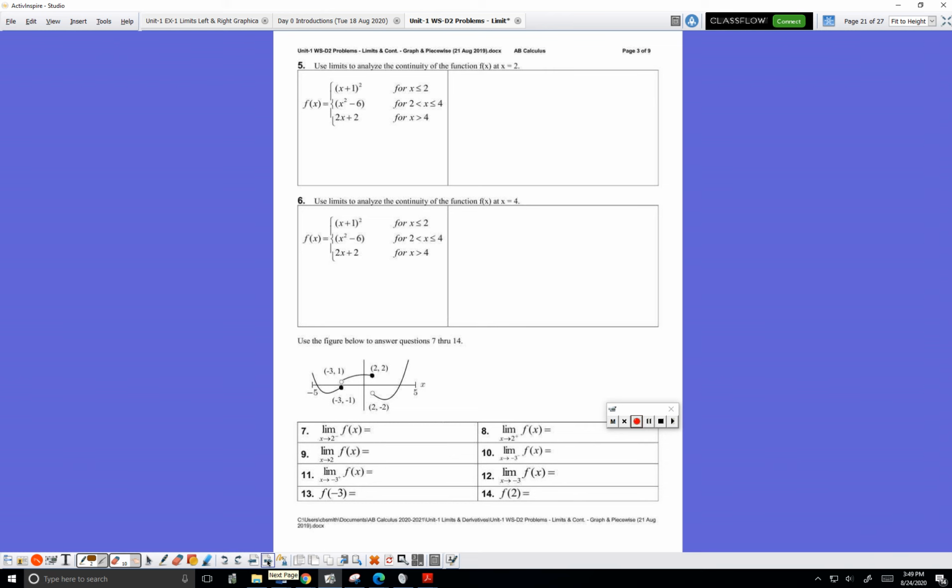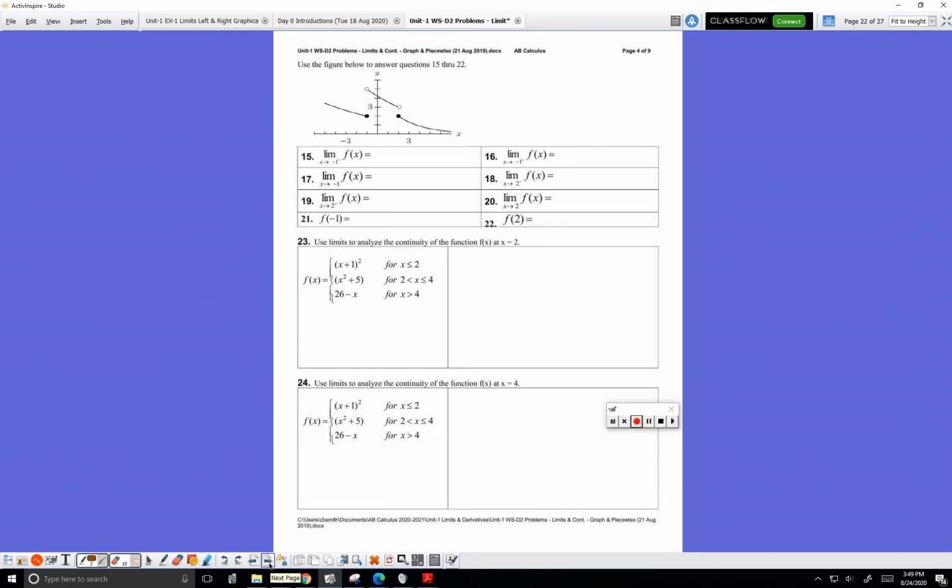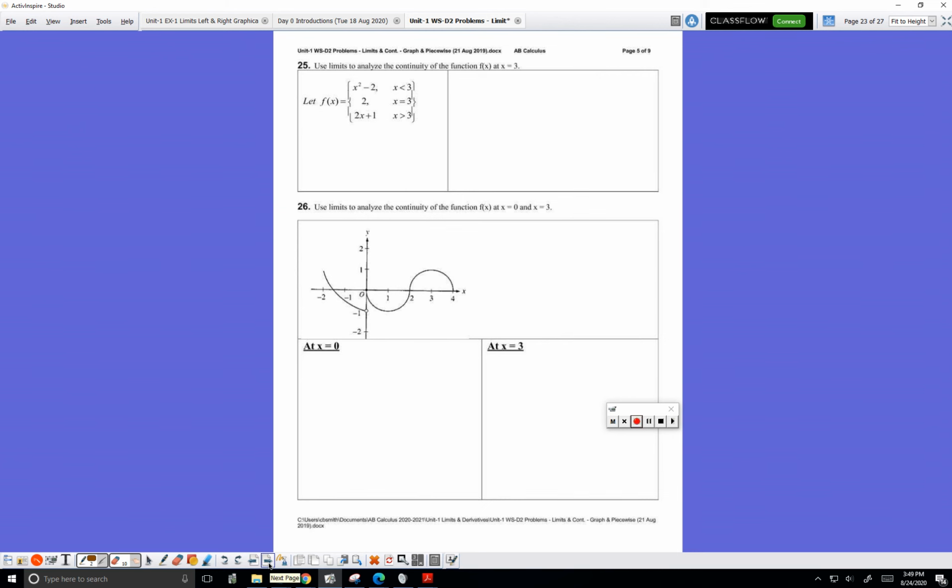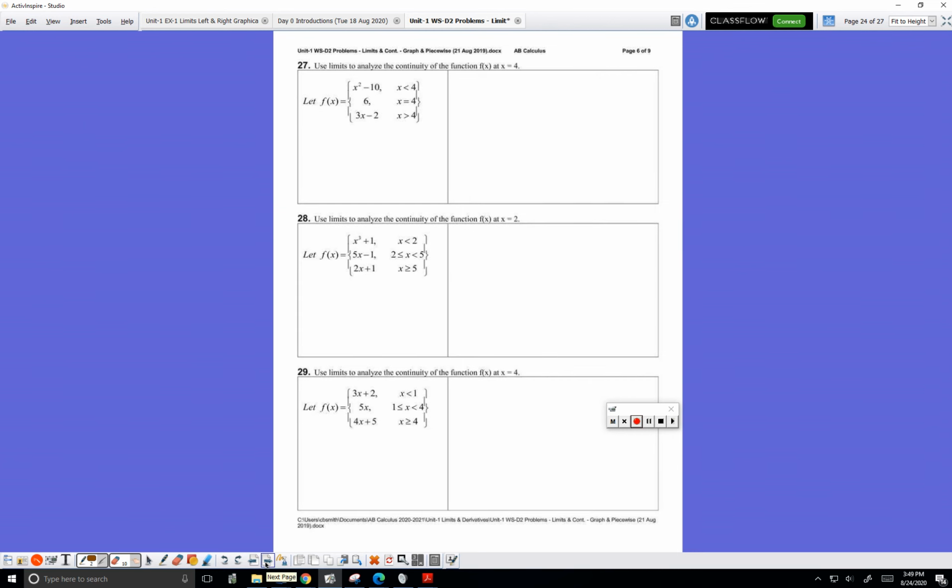7 through 14 goes a little bit faster. You don't have to write anything out. You just simply write in the value, just answer the question. So not a whole lot to write out. If you look in the answers, you'll see the format there. 15 through 22, same thing. You don't have to write everything out. And then 23 through 29, we're back to analyzing the continuity. So that's basically the homework packet.